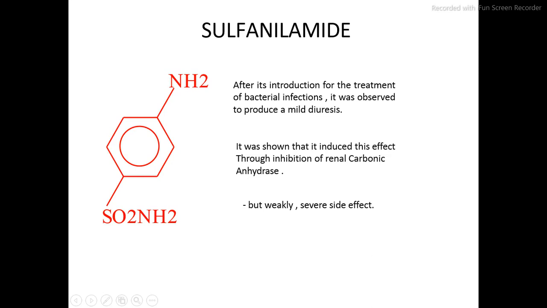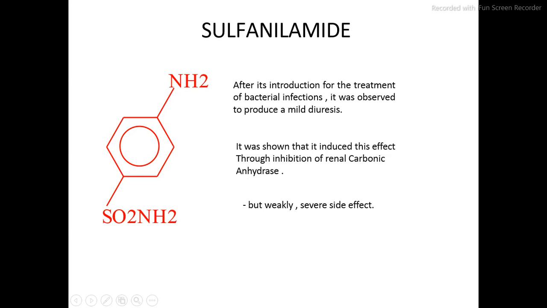So based on that development, two chemical classes of these carbonic anhydrase inhibitors can be identified. The first group is considered as the simple heterocyclic sulfonamides, and the second chemical class here is the meta-disulfamyl benzene derivatives.